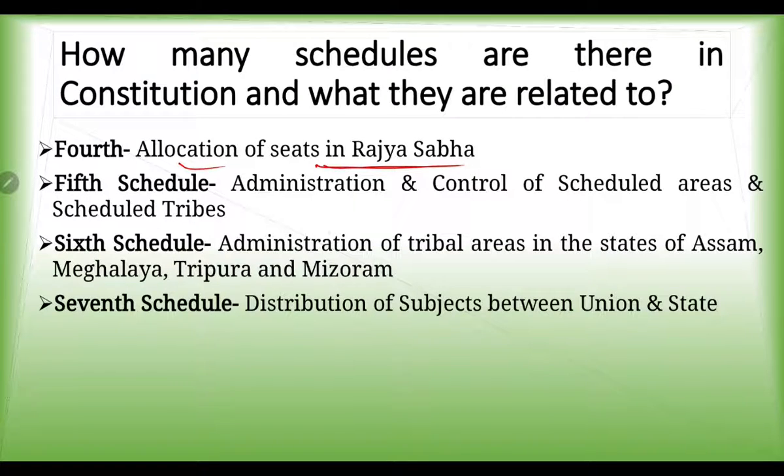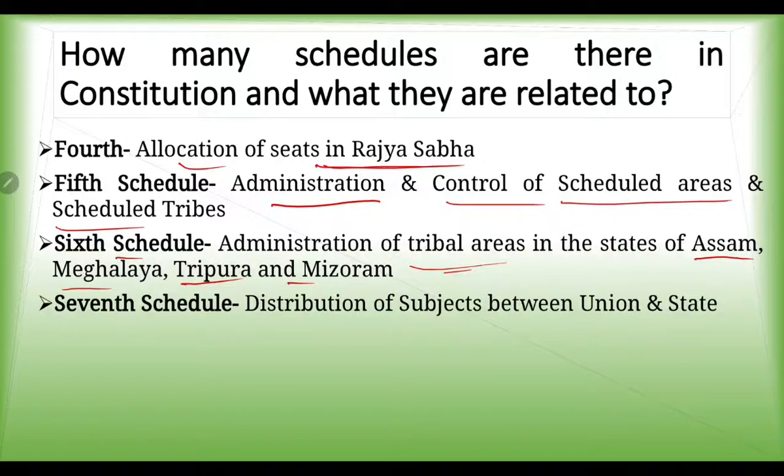The fifth schedule of the Indian Constitution talks about the administration and control of scheduled areas and scheduled tribes in India. But the sixth schedule is also there and it also talks about the administration of tribal areas. So how is it different? See, the fifth schedule talks about the administration and control of scheduled areas and scheduled tribes over the entire area of India, except 4 states. Those states are Assam, Meghalaya, Tripura and Mizoram. For these 4 states, we have a sixth schedule which talks about the administration of tribal areas.